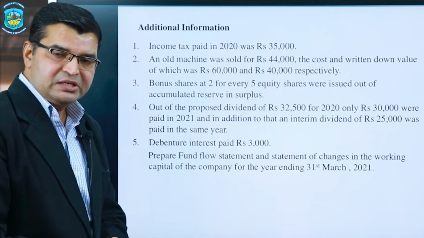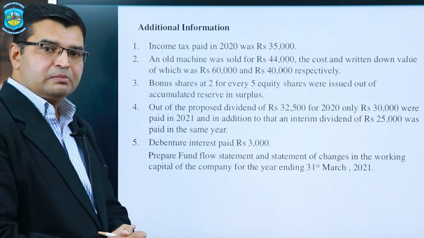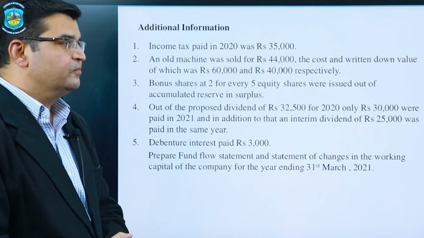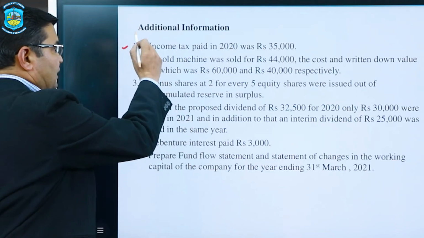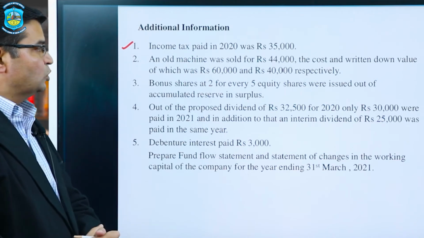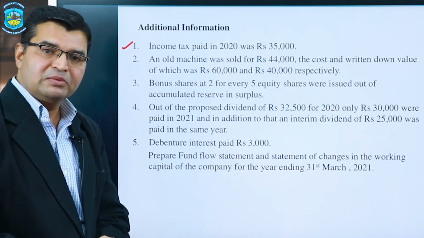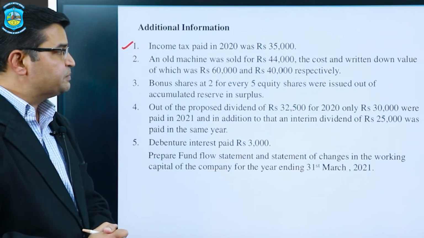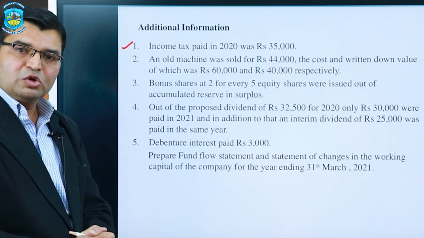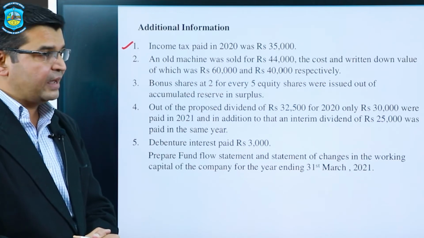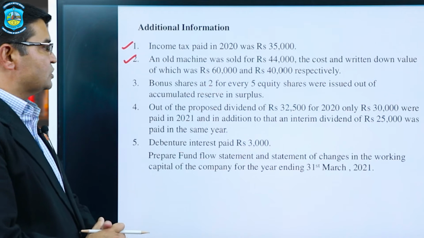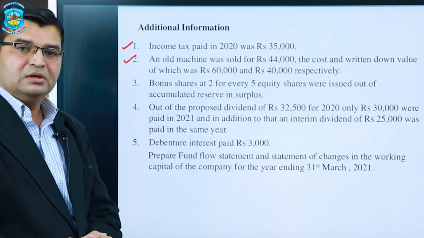Apart from these balance sheets, we have been given some additional information also. The first point: income tax paid in 2020 was rupees 35,000. It means during the year, the company has paid a total of 35,000 rupees as payment of income tax. Second, an old machine was sold for rupees 44,000.